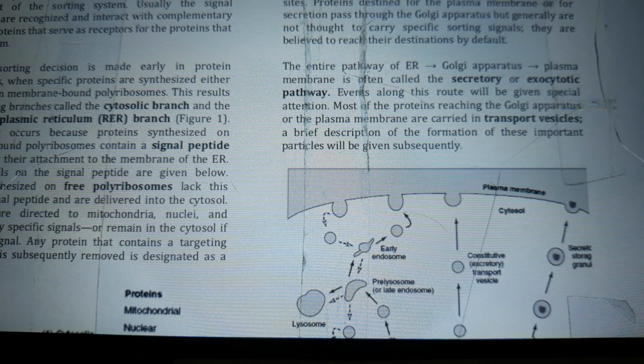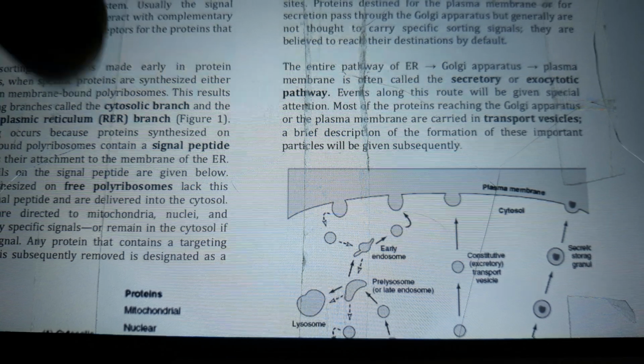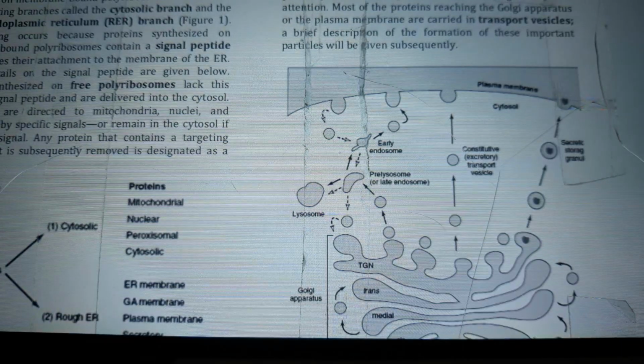A major sorting decision is made early in protein biosynthesis, when specific proteins are synthesized either on free or membrane-bound polyribosomes. This results in two sorting branches called the cytosolic branch and the rough endoplasmic reticulum, RER, branch. As seen in figure 1, this sorting occurs because proteins synthesized on membrane-bound polyribosomes contain a signal peptide that mediates their attachment to the membrane of the ER.